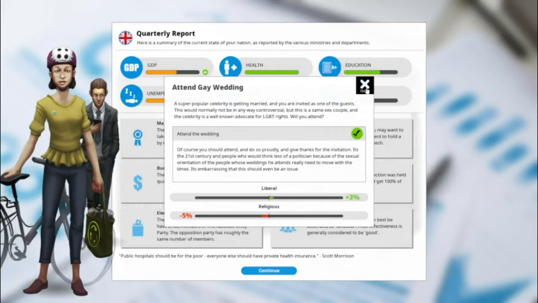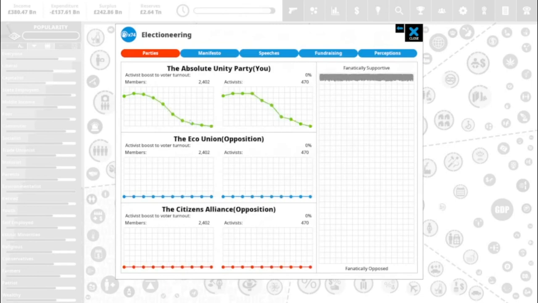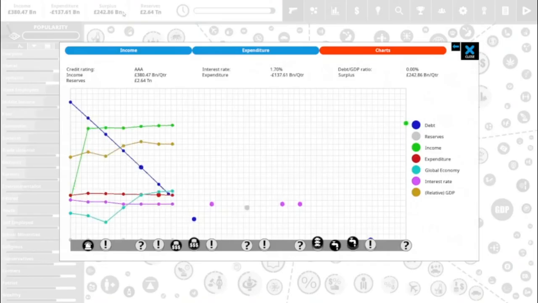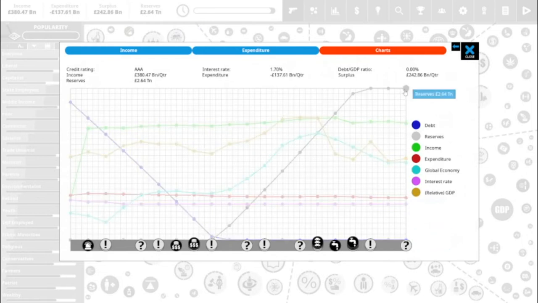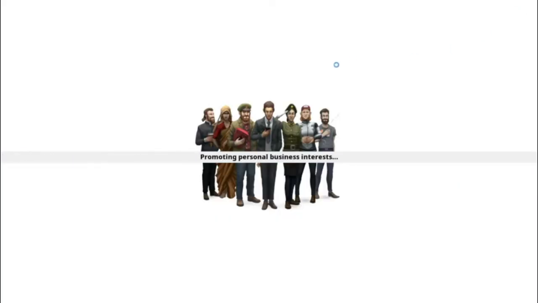We're going to attend the wedding. Why not? We've got nothing else to do. We're not going to promise anything. We've not really got a lot of members or activists. It's interesting. National debt is zero. Look at that. Reserves 2.64 trillion.